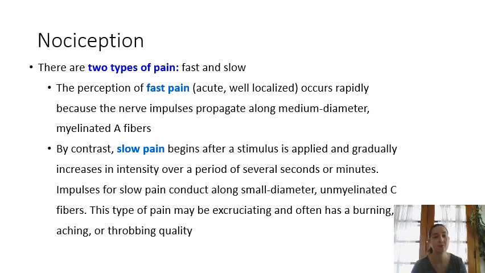Okay, so two main types of pain are fast pain and slow pain. Fast pain tends to be really well localized. A lot of times people refer to it as a sharp pain. You know exactly where that fast pain is happening. Slow pain is slower. People usually describe slow pain as more of a dull, aching, throbbing sort of pain that seems to last for a longer amount of time. All right, so that's the difference between fast and slow pain.